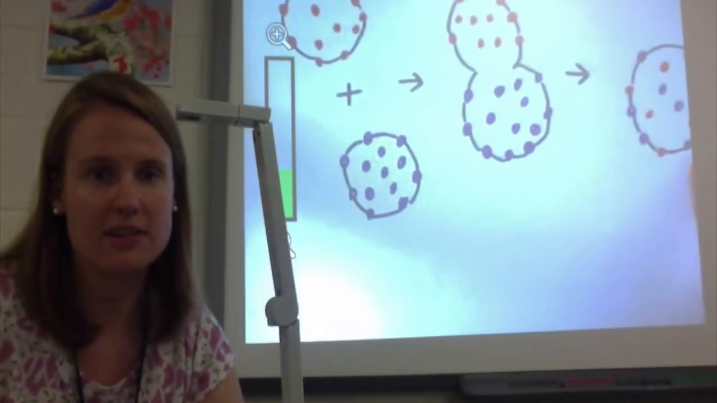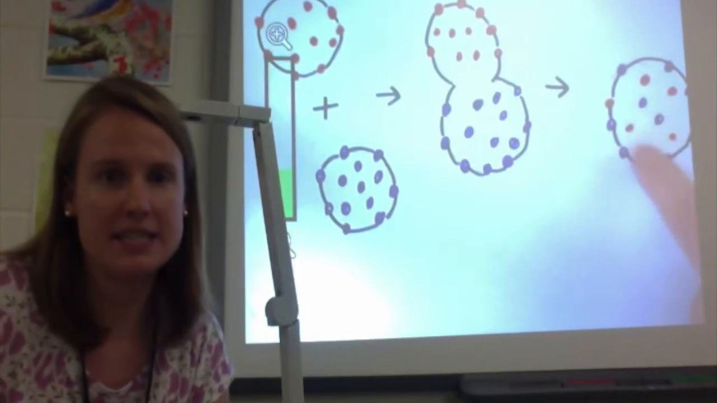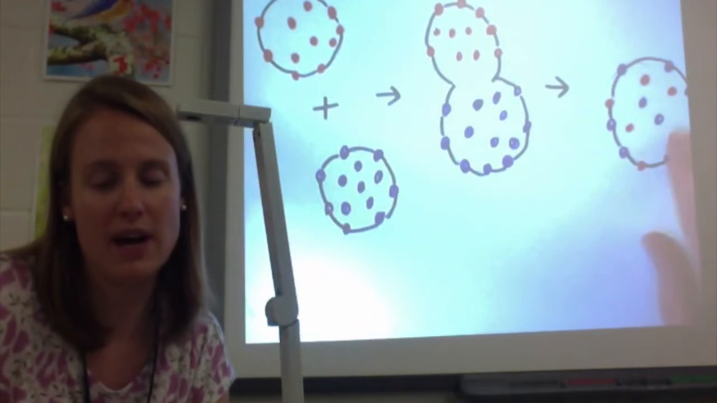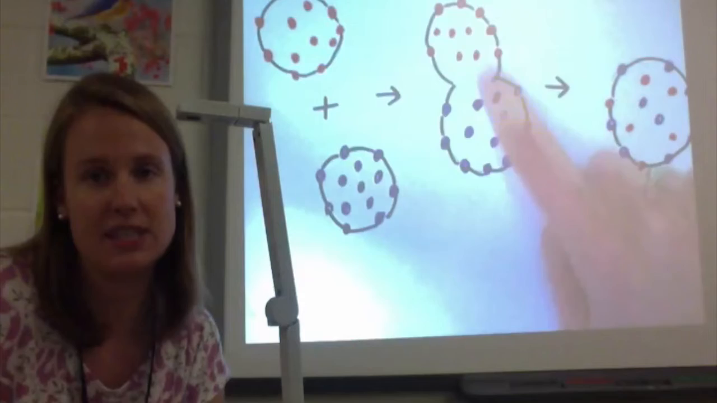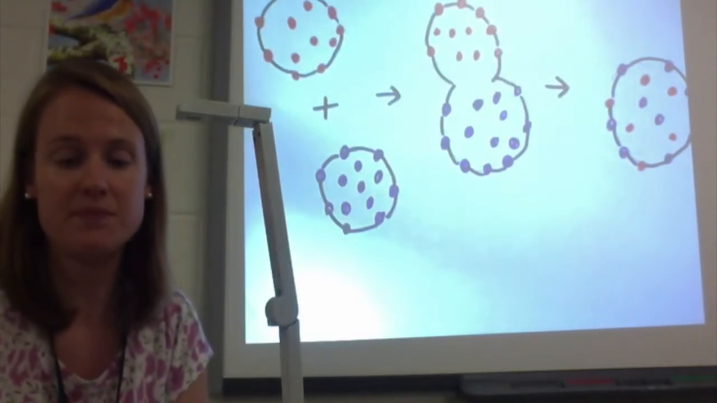So I don't know if you can see colors on this or not. But in this mixed cell, there's purple and red, and they're spread out everywhere. It's not still on one half of the side of the cell or another half of the cell.